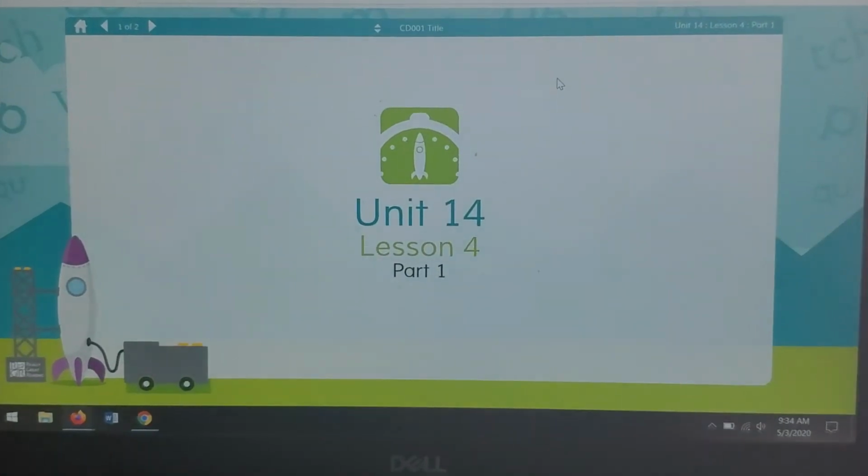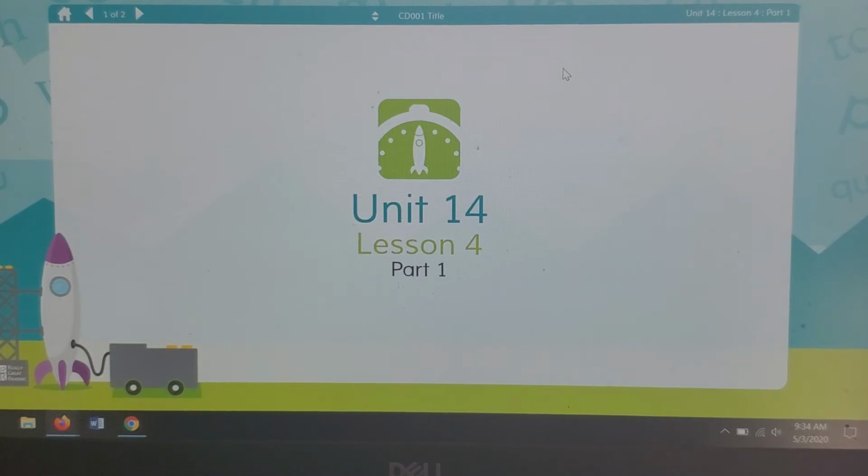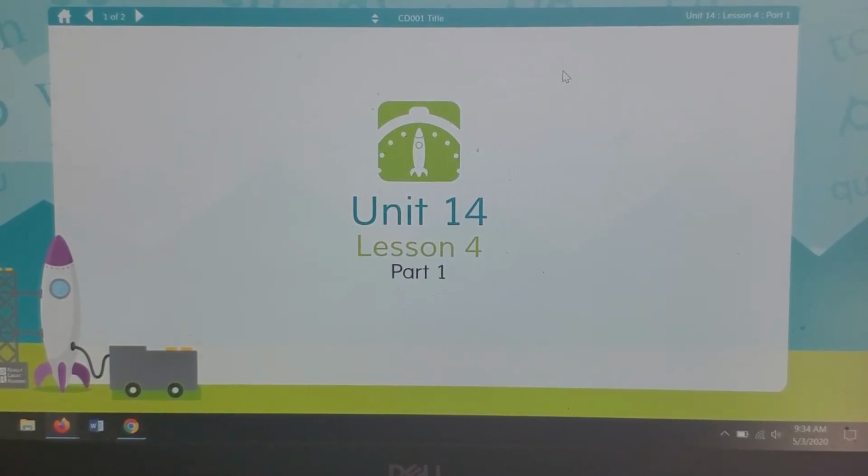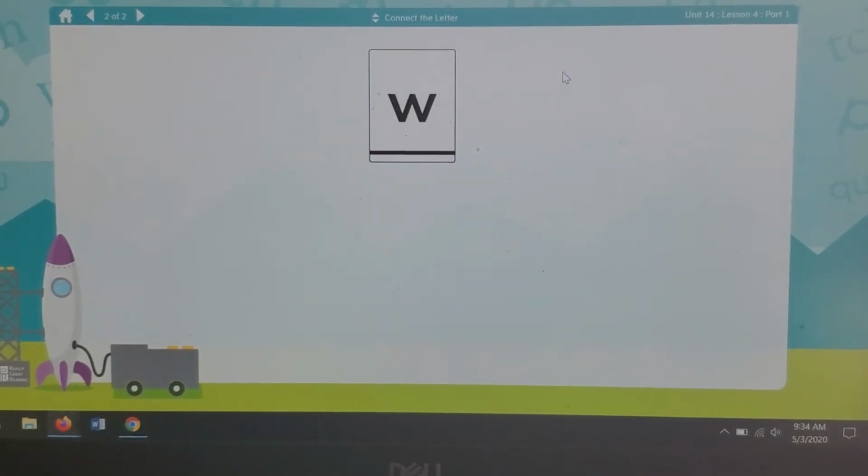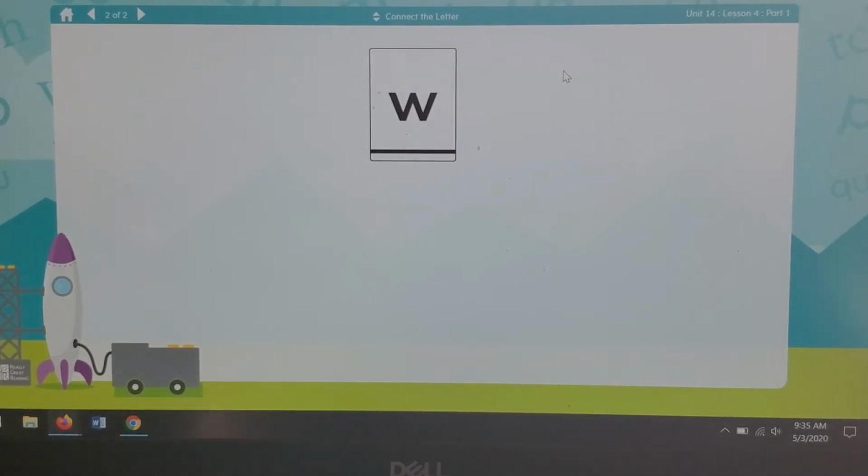I'm going to turn around the camera now and get started on countdown. So today we're going to be on Unit 14, Lesson 4. And in this first part that we're going to be doing is called Connect the Letter. So we have the letter W. What sound does the letter W make?